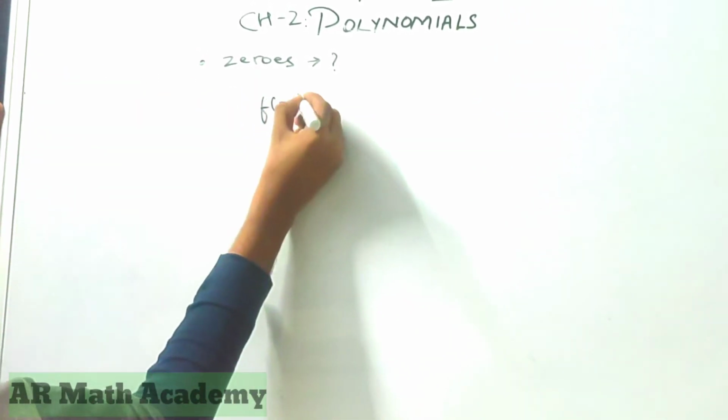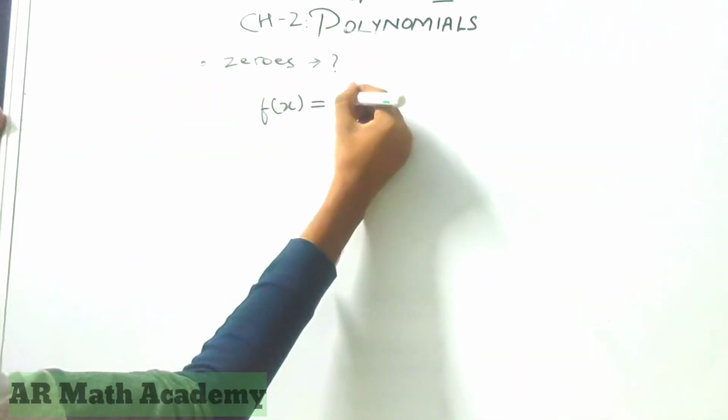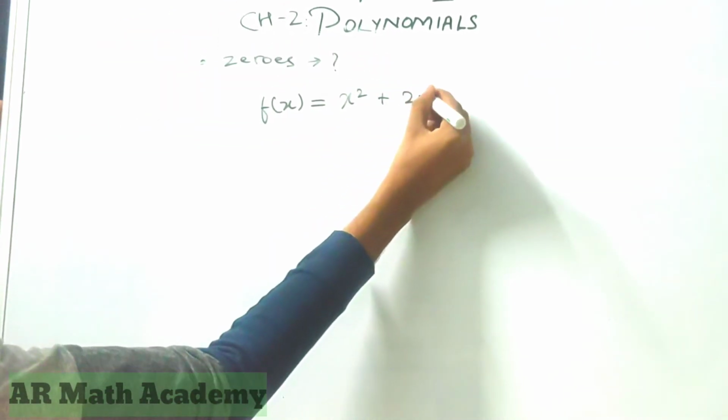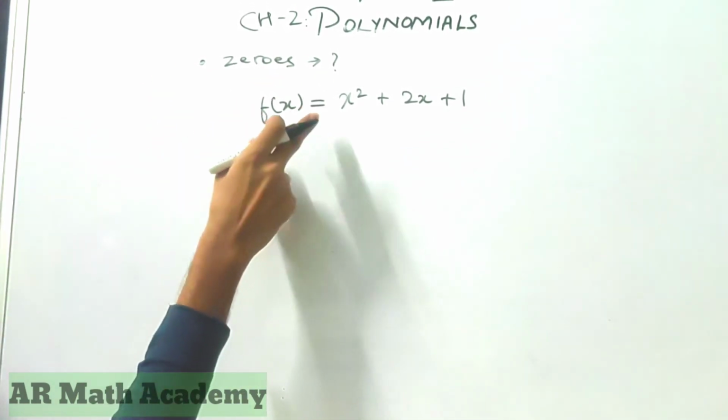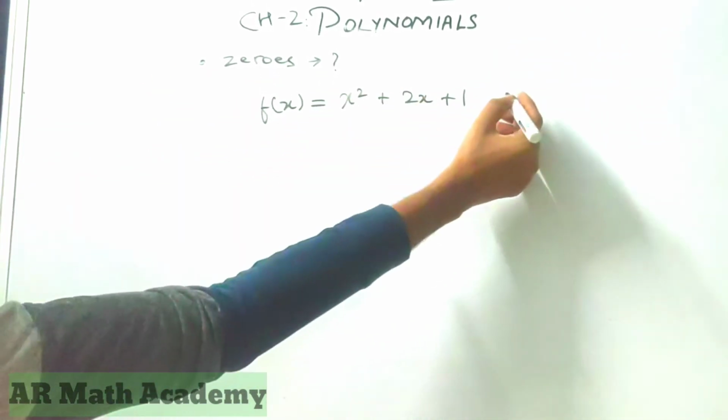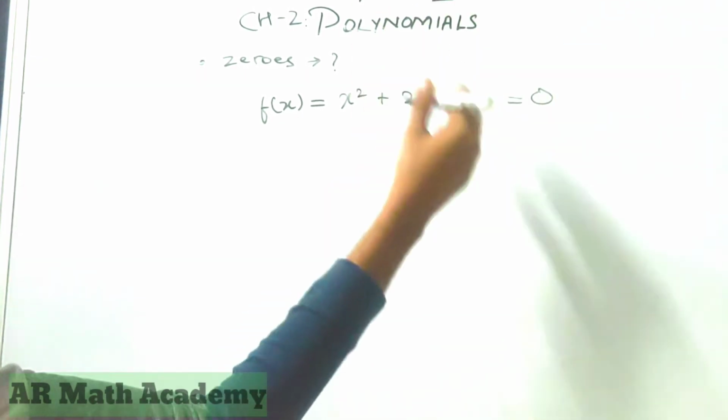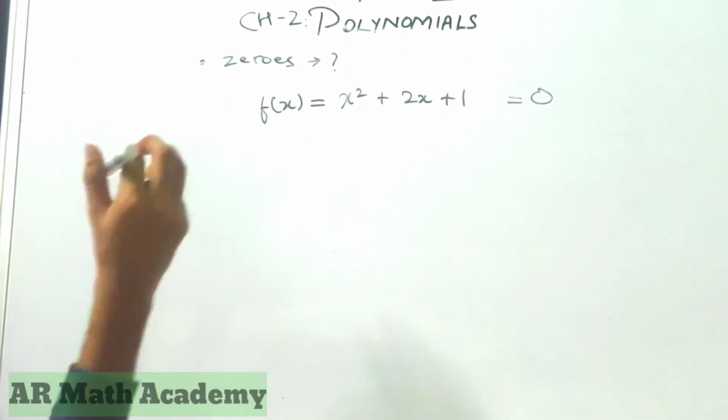Suppose let us take an example of a polynomial, a quadratic polynomial x square plus 2x plus 1. Now, let us come to the concept of zeros. What are zeros? Zeros are the numbers which, when substituted in place of this x, give us the answer 0. Now let me give you an example.